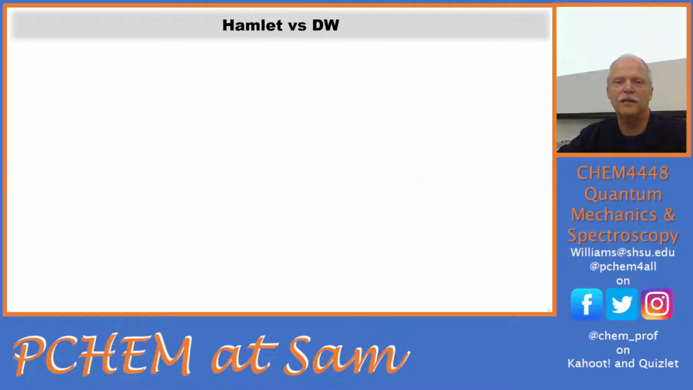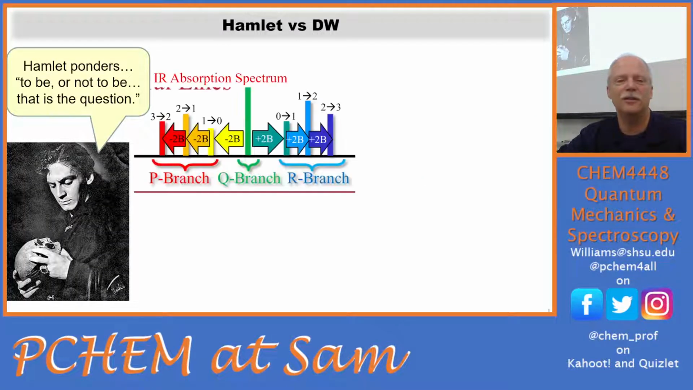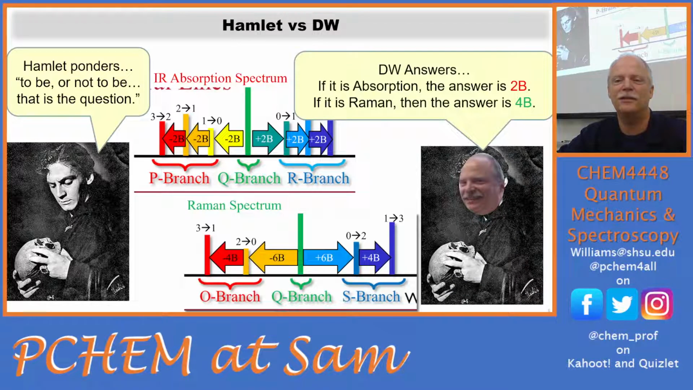And so that leads us to this classic question. Hamlet ponders, to be or not to be? That is the question. And DW answers, if it's absorption, it's 2B, and if it's Raman, it's 4B. Okay, so I had to, you know.